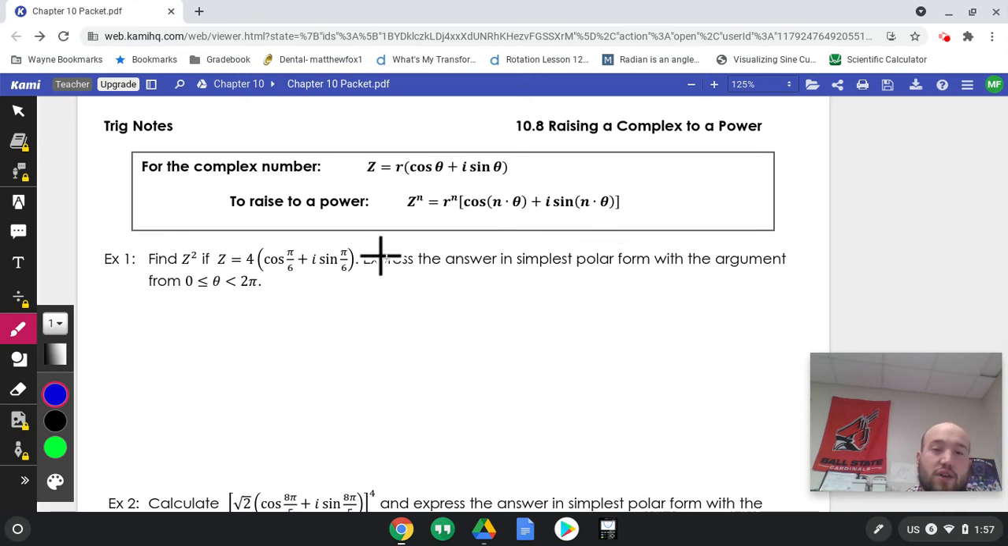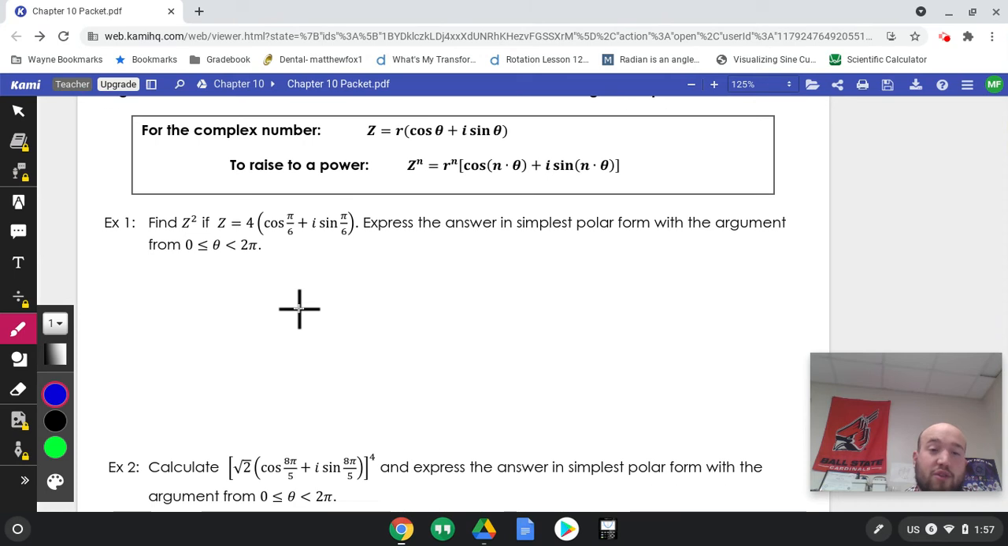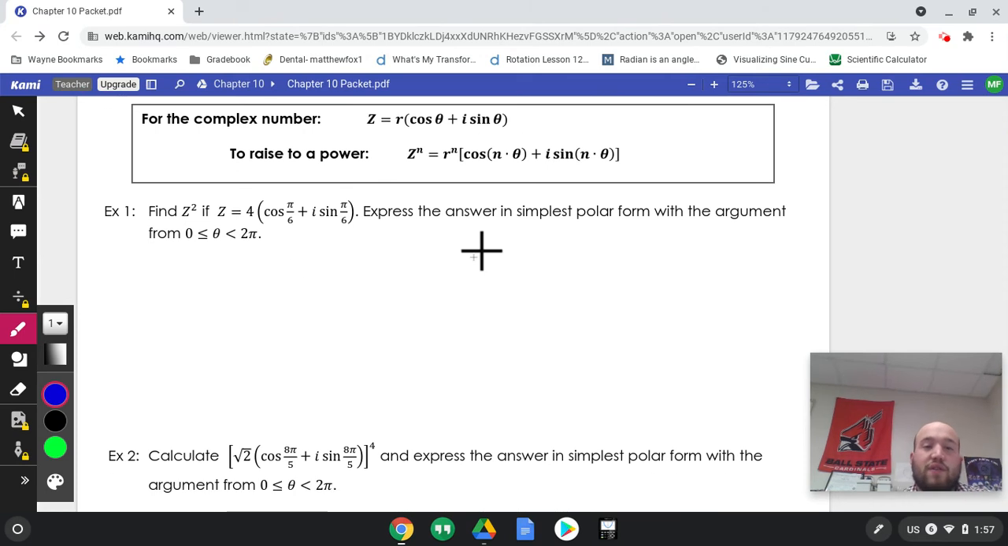Now the one thing we do need to watch: it says express the answer in simplest polar form with the argument from 0 less than or equal to theta less than 2 pi. So theta is between 0 and 2 pi. We need to figure out a way to keep theta between 0 and 2 pi, so we might have to manipulate it at the end. So let's start off here.